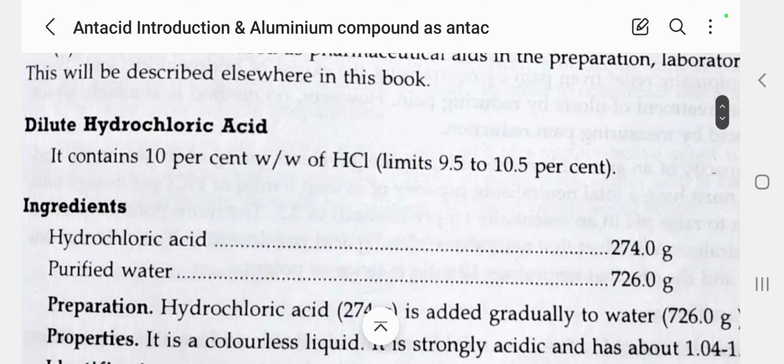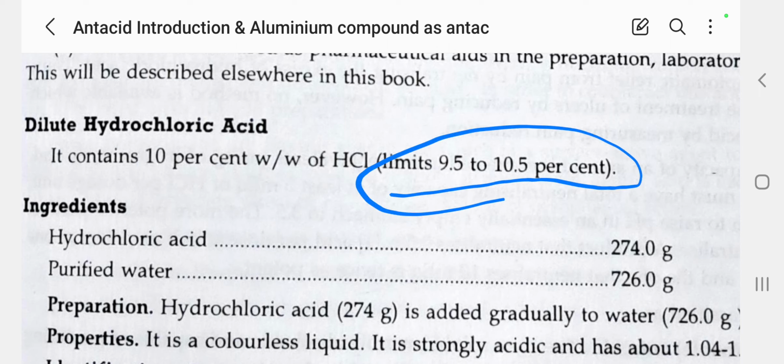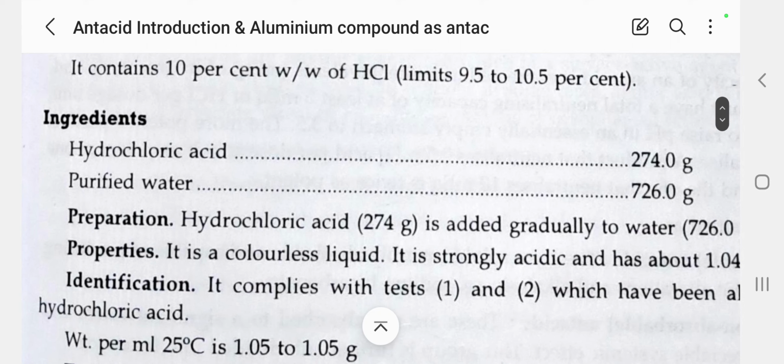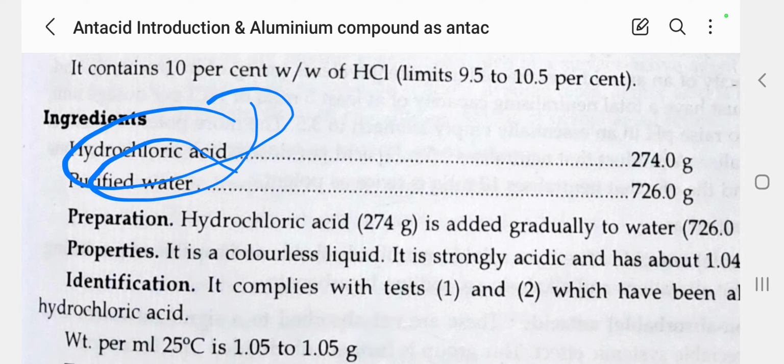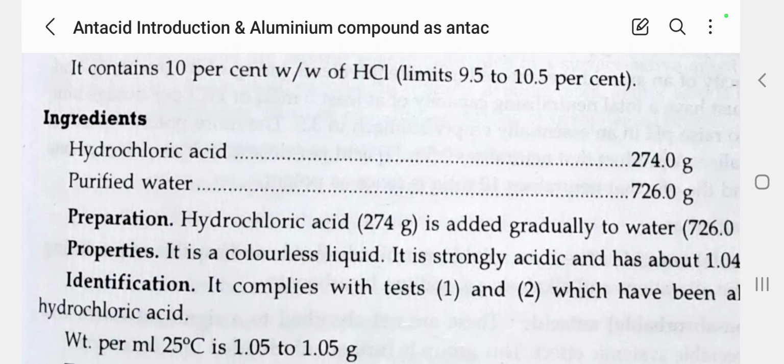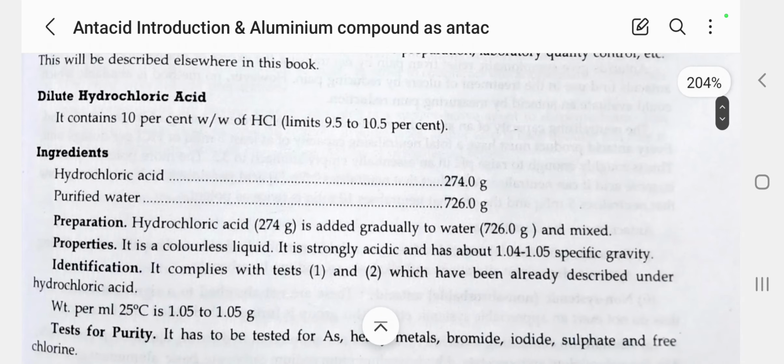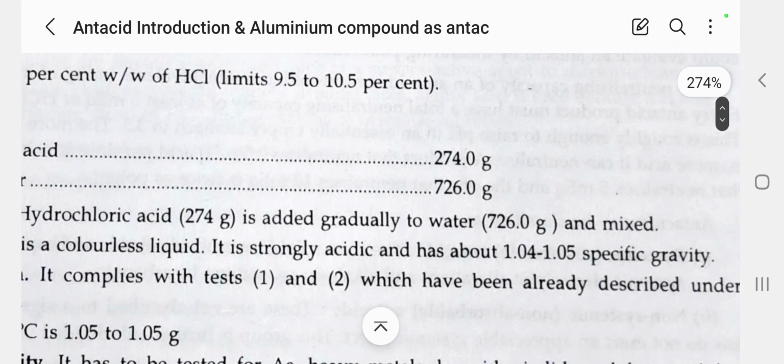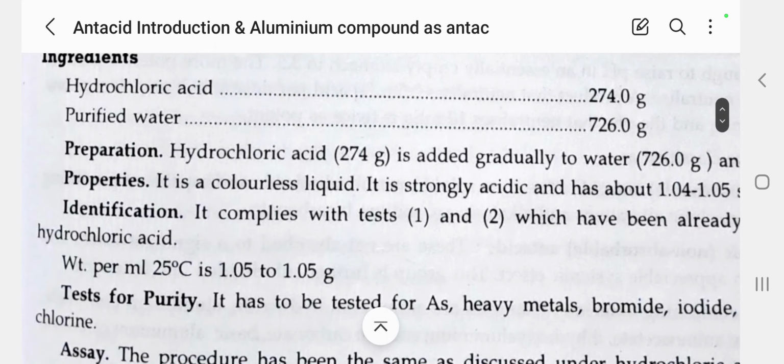Dilute hydrochloric acid contains 10% weight by weight of hydrochloric acid. So what is the normal percentage? 9.5 to 10.5%. So what are the ingredients to prepare it? Purified water. Next, 274 gram of hydrochloric acid is added gradually to water, making up the rest of the volume with water, and mixed.